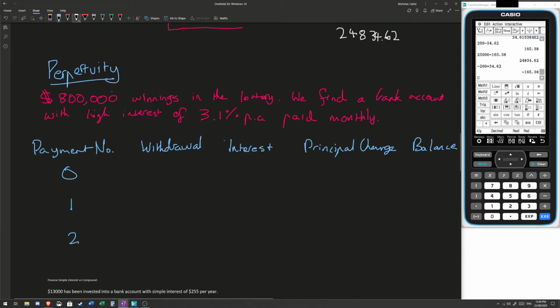Okay. Now, again, payment number 0, we're putting in $800,000. If we want this to be $800,000 the next month, that's the point of a perpetuity. Every single month we can take out money, but the balance at the end of the month has to be $800,000. Okay? What is our principal change going to be?